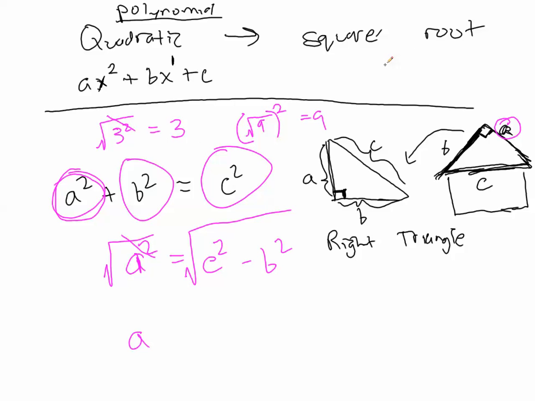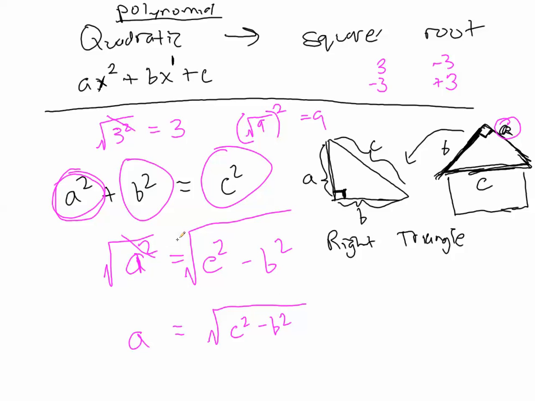It's kind of like saying if I have 3 and I subtract 3 versus if I have negative 3 and I add 3, then those both cancel each other out, right? They zero each other out. So I'm left with a equals the square root of c squared minus b squared.